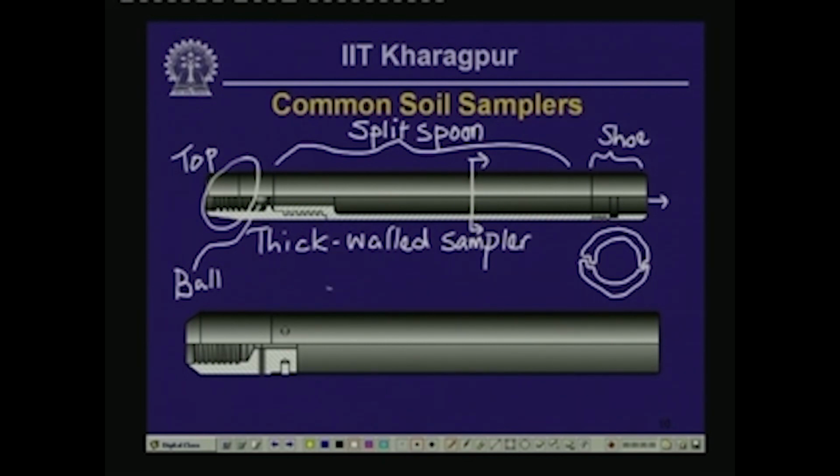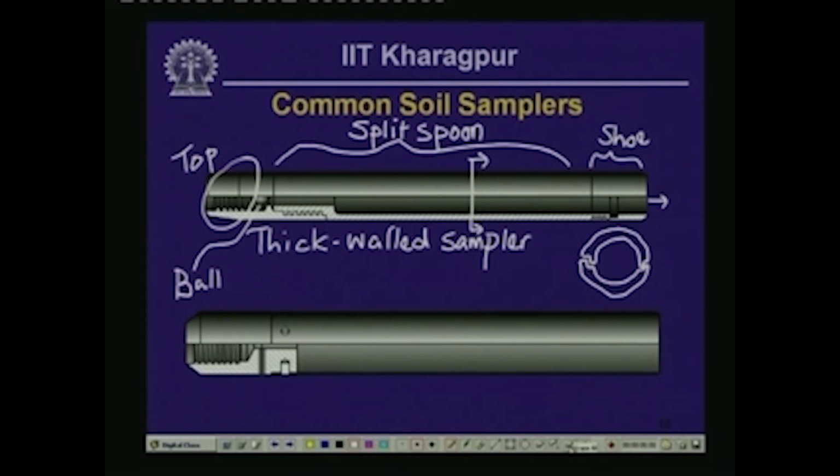So, that is basically the construction of a thick walled split spoon sampler. Once this sampler is taken out of the ground, it comes out with the soil sample inside, then the shoe and the top adapter are unscrewed, and the two halves of the split spoon can be disassembled. This disassembled configuration was shown in the picture that was shown before. Okay, so, that is the construction of a thick walled split spoon sampler.